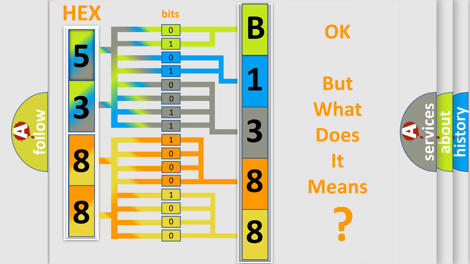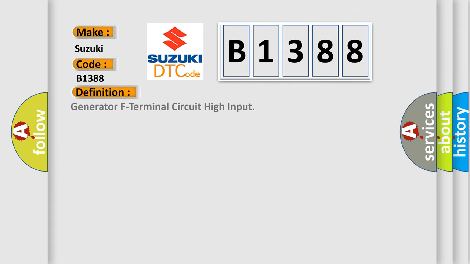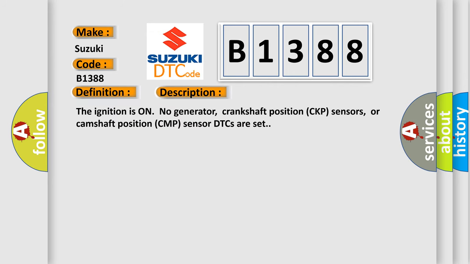The number itself does not make sense to us if we cannot assign information to what it actually expresses. So, what does the Diagnostic Trouble Code B1388 mean specifically for Suzuki? The basic definition is generator F terminal circuit high input. And now this is a short description of this DTC code. The ignition is on, no generator, crankshaft position CKP sensor, or camshaft position CMP sensor DTCs are set.